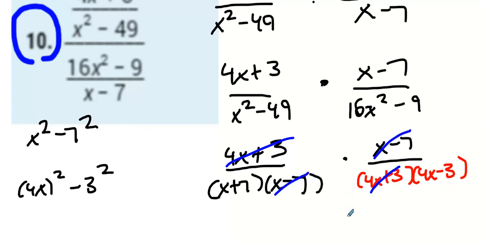Gone. Now, what's left on top then? 1 is left. And on the bottom, x plus 7 and you're done.